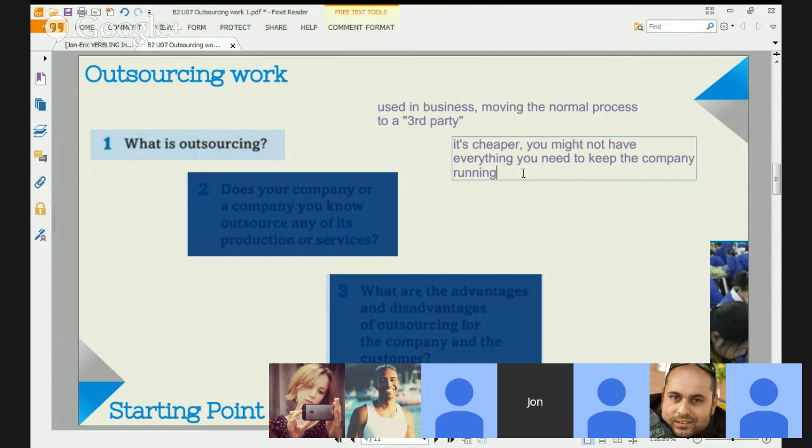And I could add to that as well. You might not have everything you need to keep the company running. You might not have everything you need to do a project. It's not always the entire company. It could be just something you're doing in particular. Okay, very good. I agree with that.